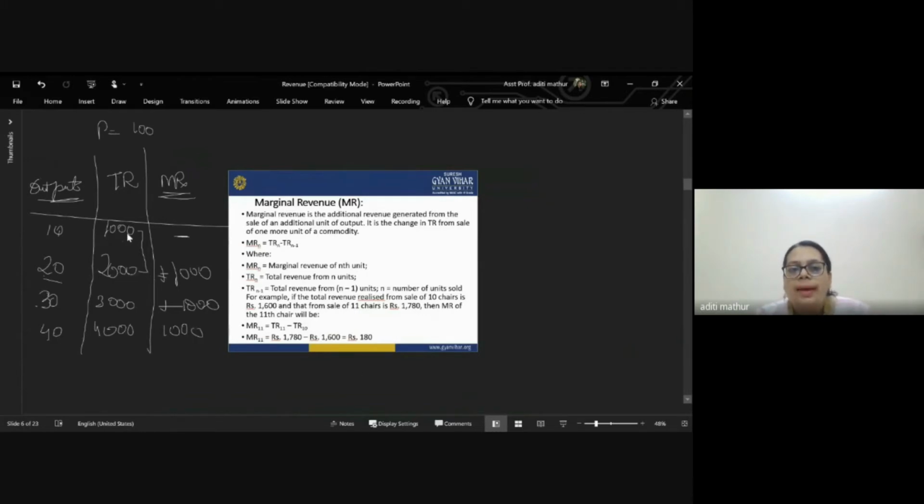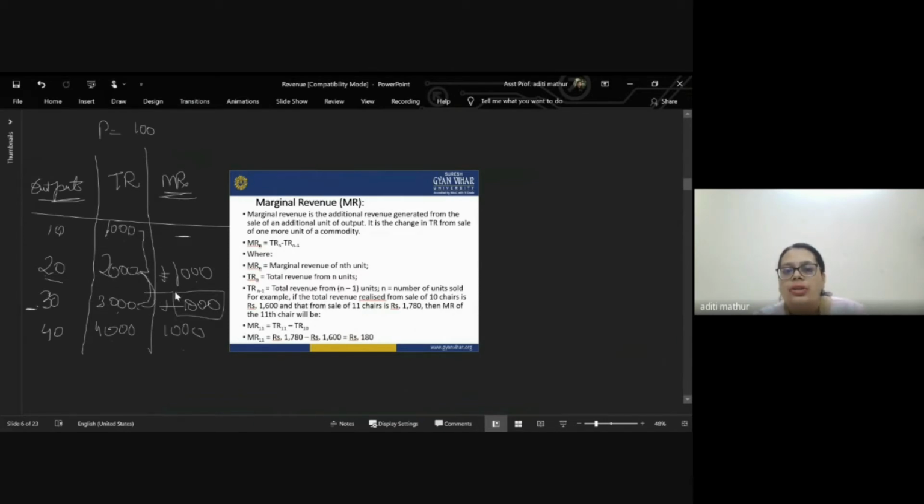Why? Because 2000 minus 1000 is equal to 1000. 3000 minus 2000 is 1000. 4000 minus 3000 is 1000. So what we have done is subtract TRn, that means at level n, minus TRn minus 1, that means the previous level of the total revenue. And this is how we calculate the additional or marginal revenue. So our marginal revenue, the additional revenue we have earned because of the sale of one more extra unit of our product, is TRn minus TRn minus 1.